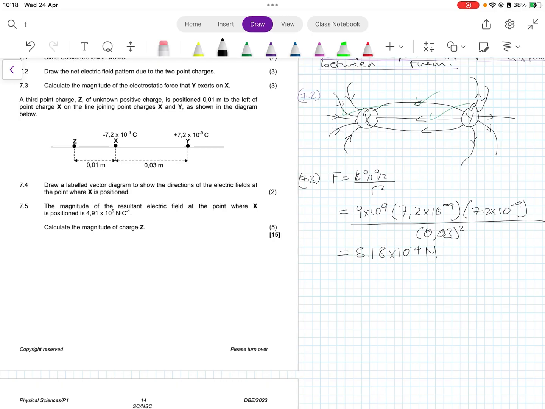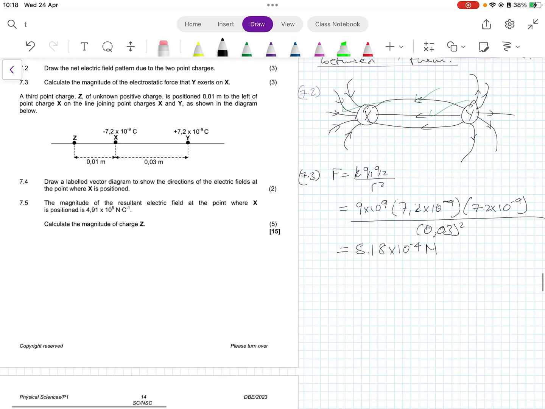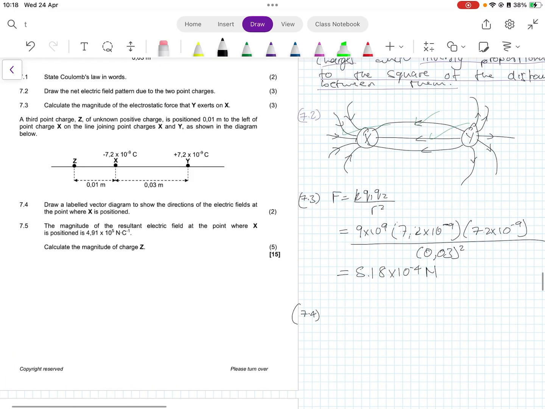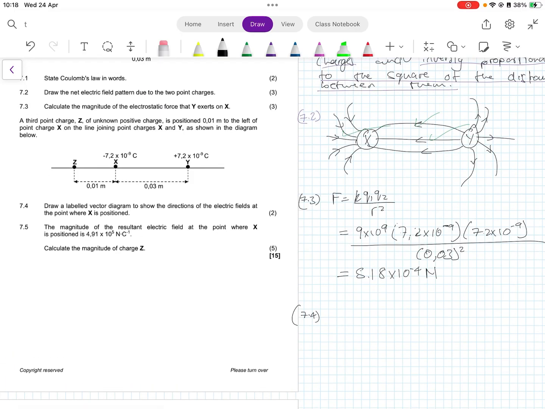Now, the next question asks us to draw a labeled diagram to show the directions of the electric fields at the point where X is positioned. Okay, 7.4. Draw a labeled vector diagram to show the directions of the electric fields at the point where X is positioned. Okay. Oh, we have another problem statement. A third point charge Z of unknown positive charge is positioned at 0.01 meters to the left of the point charge X on the line joining point charges X and Y and shown in the diagram below.